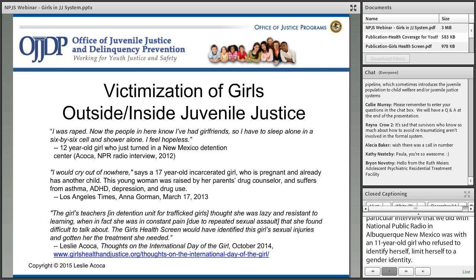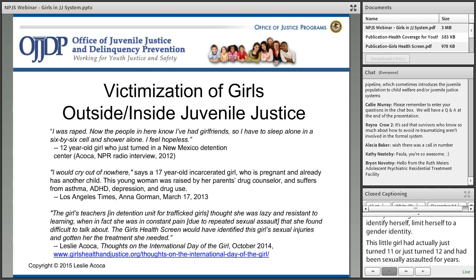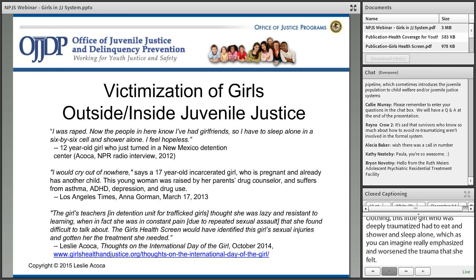And once she was detained, because her interview indicated that she had had partners of both genders and she refused to wear girl-specific clothing, this little girl who was deeply traumatized had to eat and shower and sleep alone, which, as you can imagine, really emphasized and worsened the trauma that she felt. The standard intake for that facility did not necessarily identify her hopelessness and suicidality and fears in that moment. Because she took the Girls Health Screen, she was able to get the help that she needed.